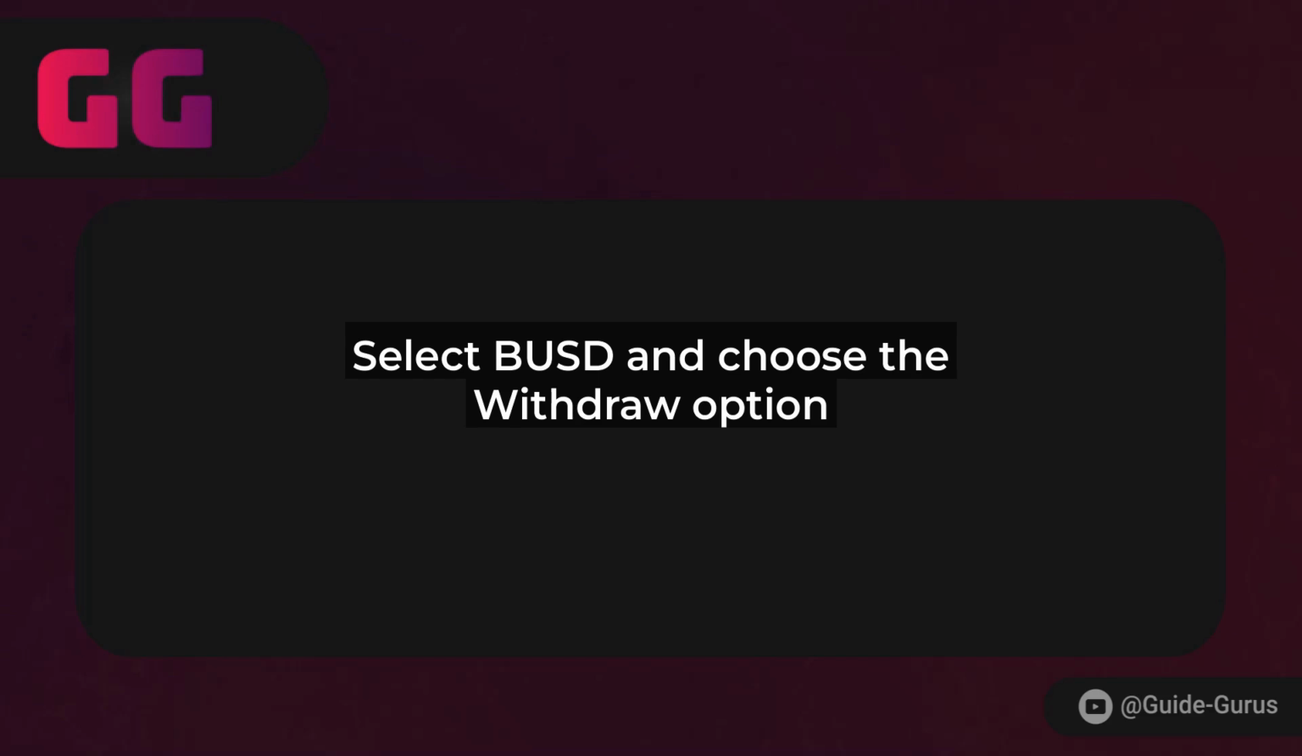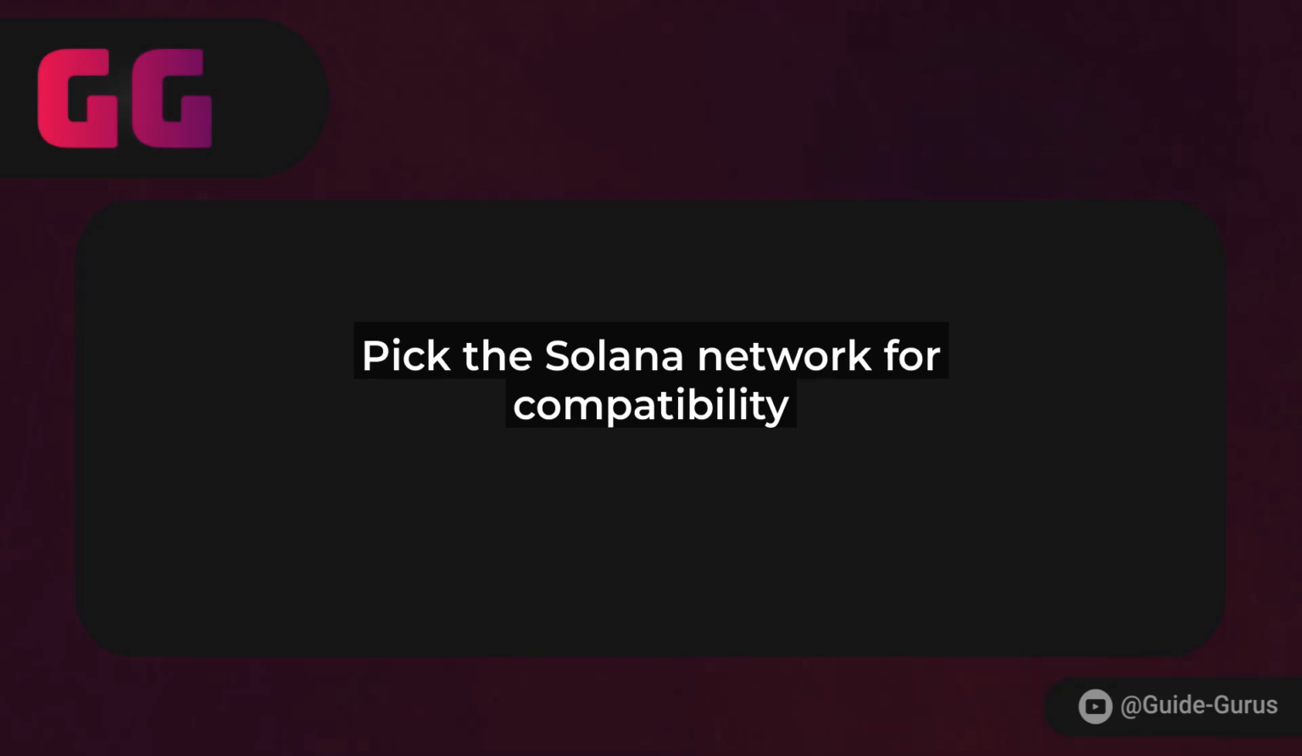Next, hit the Withdraw button for BUSD. You'll need to choose the right network. Go for Solana, SOL, since Phantom Wallet primarily supports it. Double-check this, as using the wrong network could lead to lost funds.